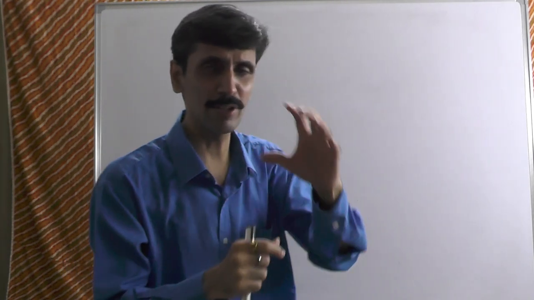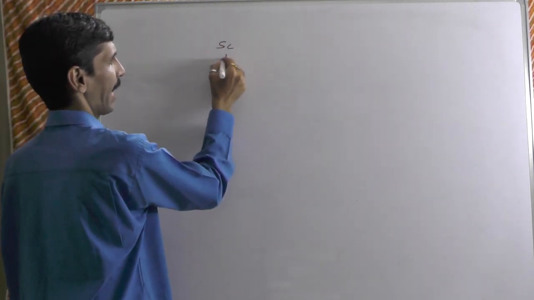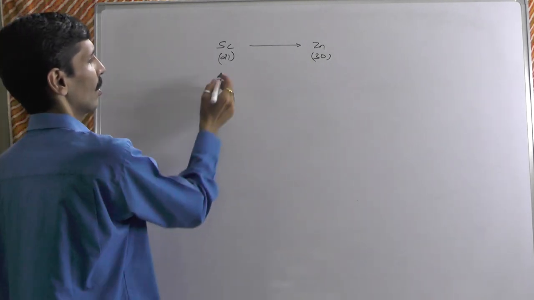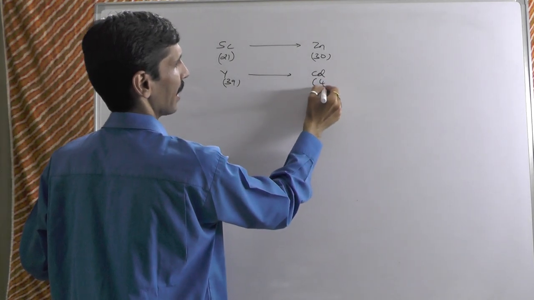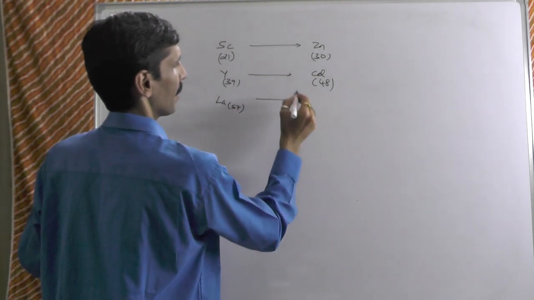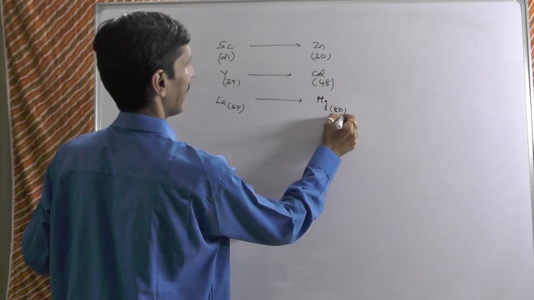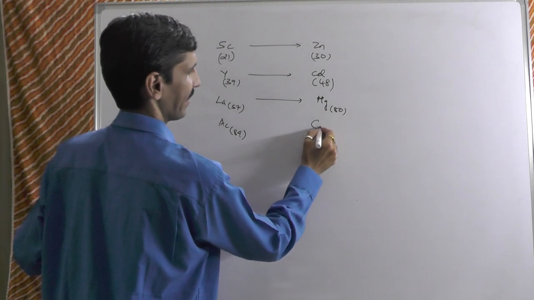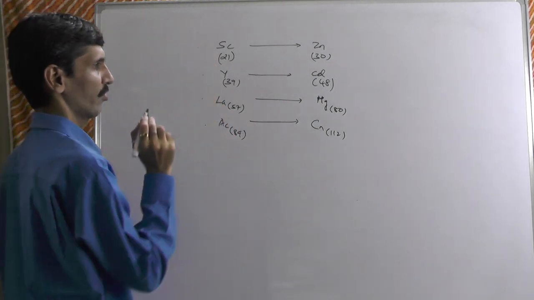Alright, I'll give you the atomic numbers so you understand this very well. The first series is scandium, atomic number 21, and it goes up to zinc, atomic number 30. Next we go to yttrium, which is 39, and it goes up to cadmium, atomic number 48. Next we have lanthanum, 57, and it goes up to mercury, which is 80. And then we have actinium with 89, and then copernicium with 112. These are the first, second, third and fourth series.